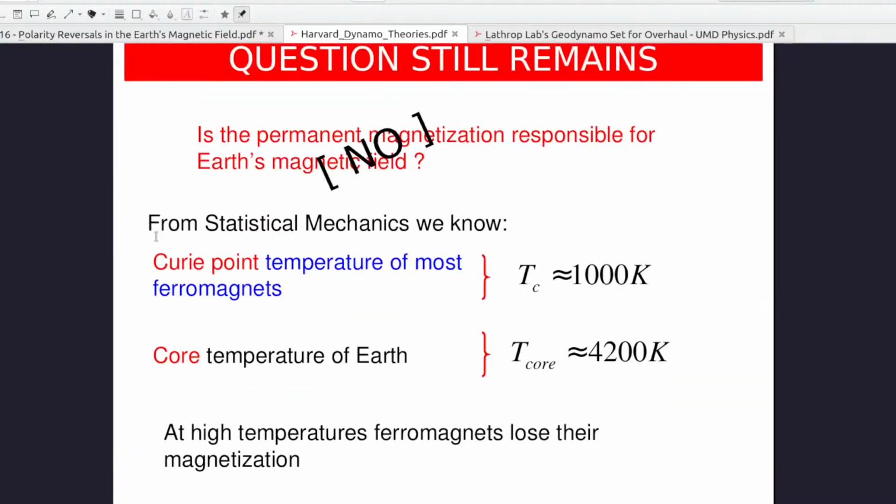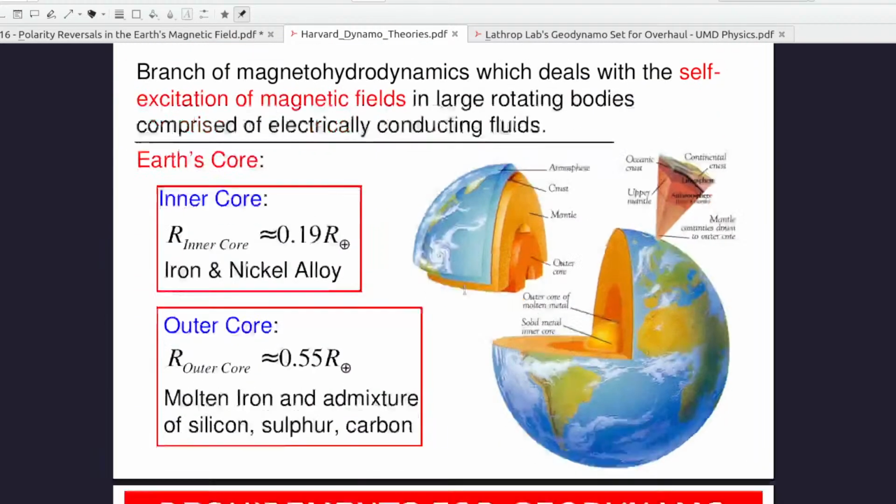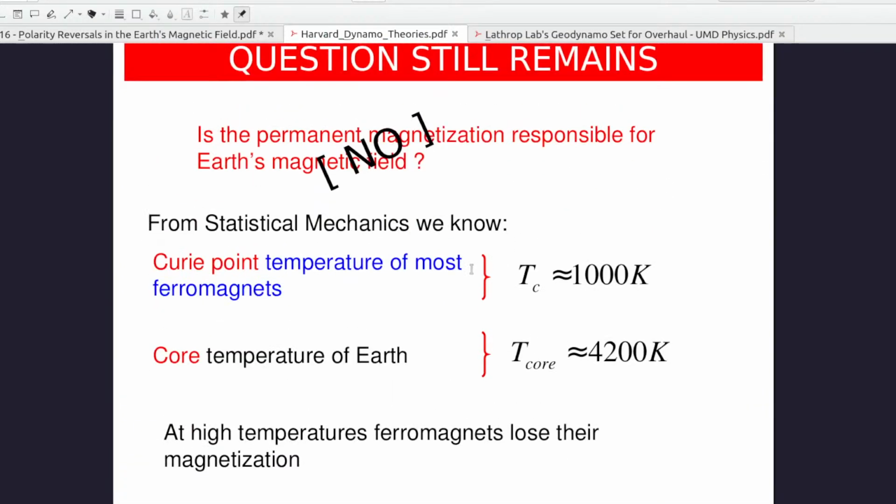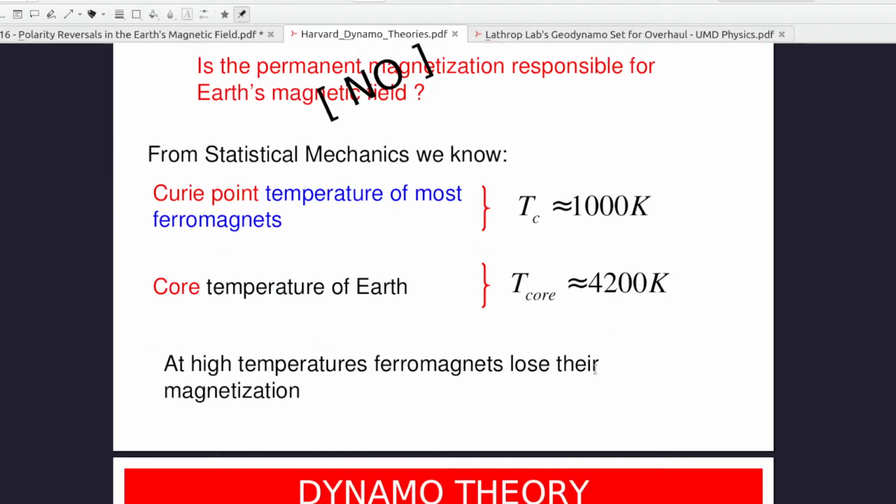So we've got the Curie point. From statistical mechanics, we know that the Curie point temperature of most ferromagnets is around 1,000 Kelvin, and the temperature at the core of the Earth is around 4,200 Kelvin. So ferromagnets do lose their magnetization at that temperature, but that's not how the dynamo theory works. We've got our convection currents. Anyway, there you go. And by the way, quick little fun fact: this is around the same as or slightly hotter than the surface of the sun in their model. So make of that what you will.